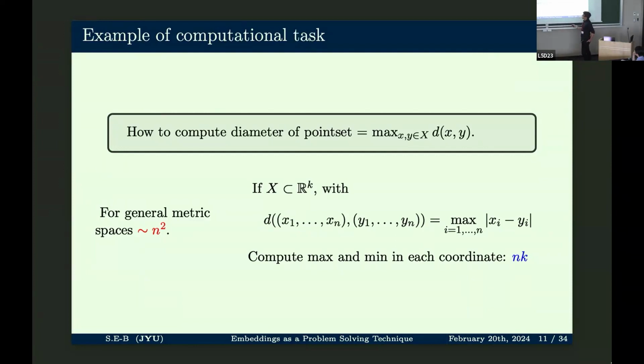But suppose your set is actually sitting inside some vector space R^k, and moreover, suppose that the distance in that space is given not by the Euclidean distance, but by the maximum of the coordinate-wise distances. In each coordinate, we just look at the coordinate difference, and then we maximize that over the coordinate directions. So the L infinity metric, so to speak. In this space, we don't have to use n squared operations to compute the diameter. It suffices to do n times k operations. Why? We have k coordinates. In each of the k coordinates, we compute a minimum and a maximum. And a minimum and a maximum you can compute with just a single for loop in linear time.